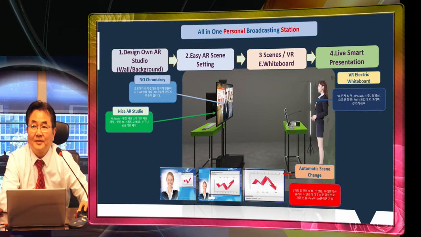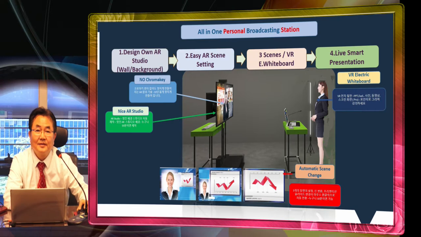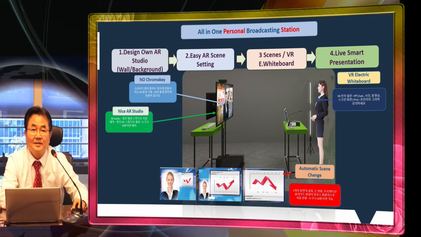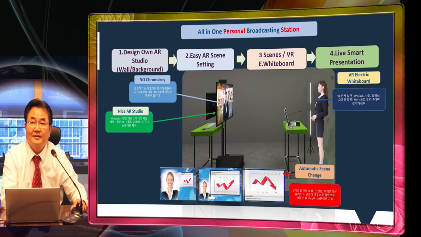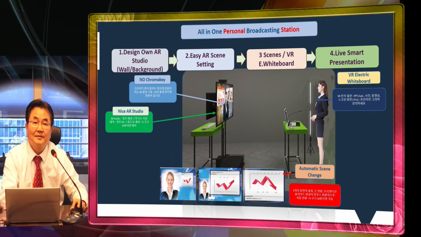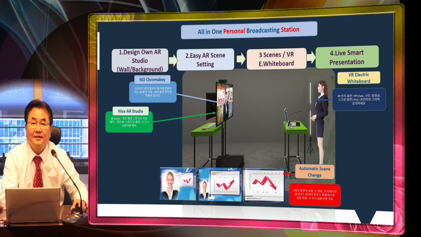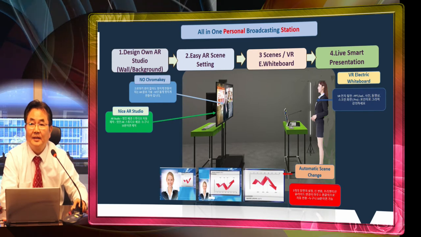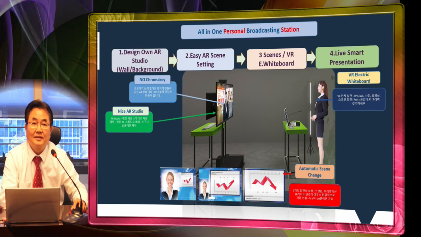You can also create the presenter's face, for example, smaller, like this. And also you can move this somewhere. So different feeling of the background you can change. For example, I can bring this kind of video and move this one to here. And then we can make a color change like this.